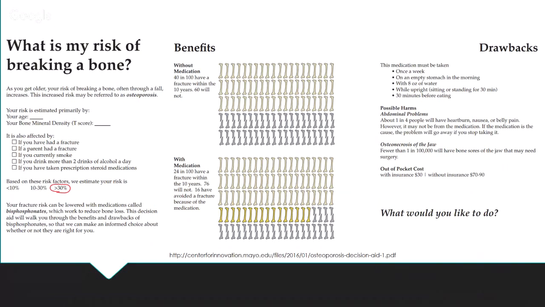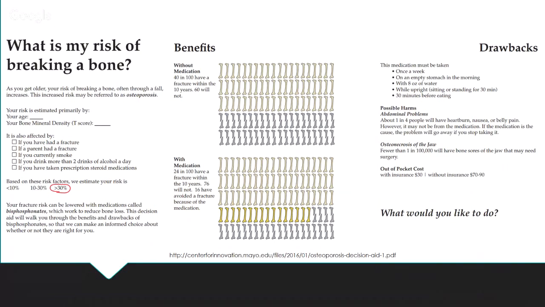Bisphosphonates, it's not an easy decision for a lot of patients. So we need to have some clear way of showing them the evidence for and against, and what kind of things they need to take into account. So this has a little paragraph that talks about what bisphosphonates do and how they reduce bone loss. It shows that 40 in 100 patients will have a fracture within 10 years and that 60 would not, and that's without medication. And then it shows the difference with medication, just helping patients to see the difference.